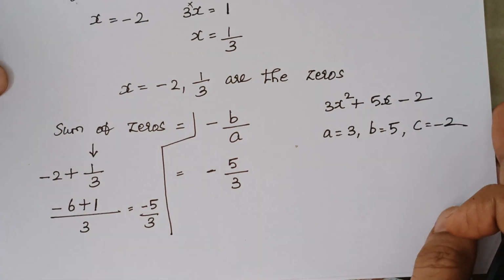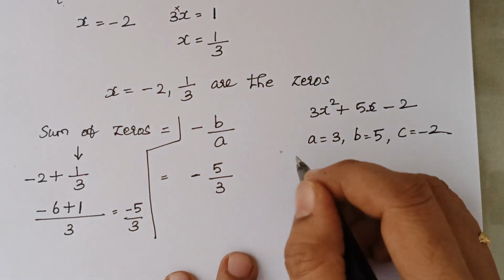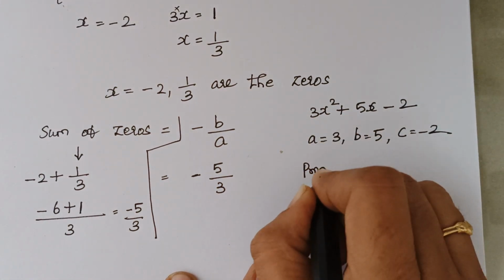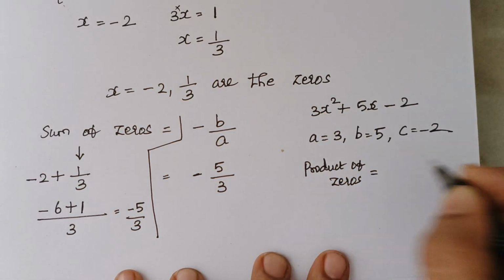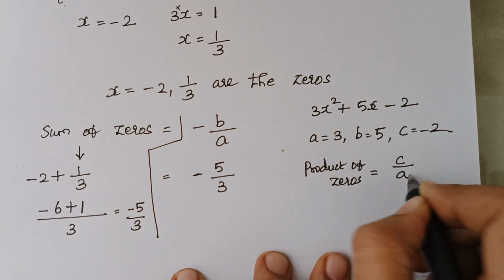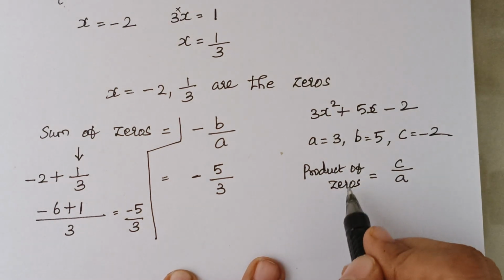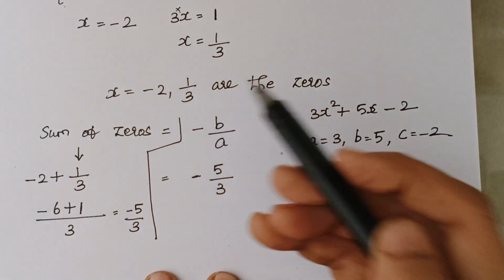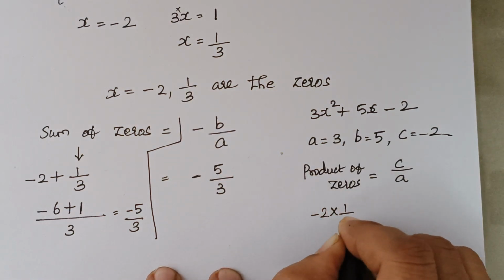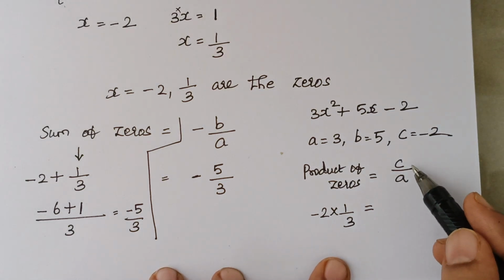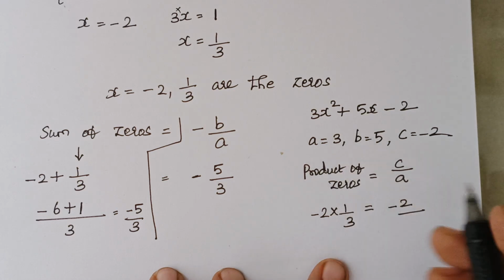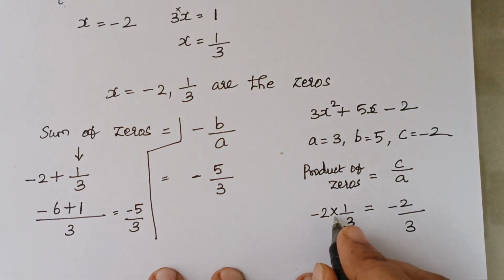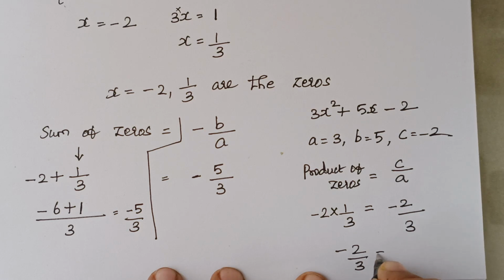And the next one is product of zeros. The formula is it should be equal to c by a. So product of zeros: what are your zeros? Minus 2 and 1 by 3. So minus 2 into 1 by 3 is equal to c by a. What is your c? The value of c is minus 2. What is the value of a? A is 3. So here again, when you multiply, you will be having minus 2 by 3, which is equal to minus 2 by 3.